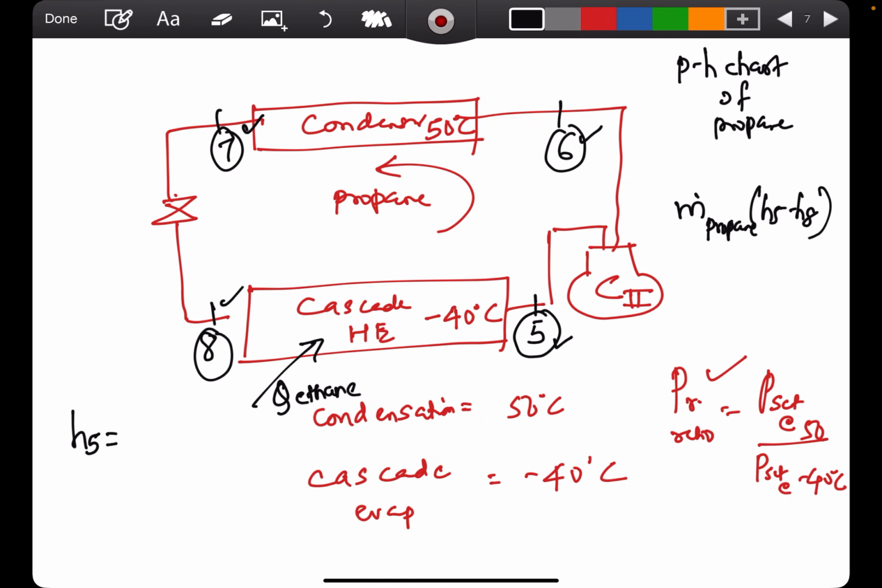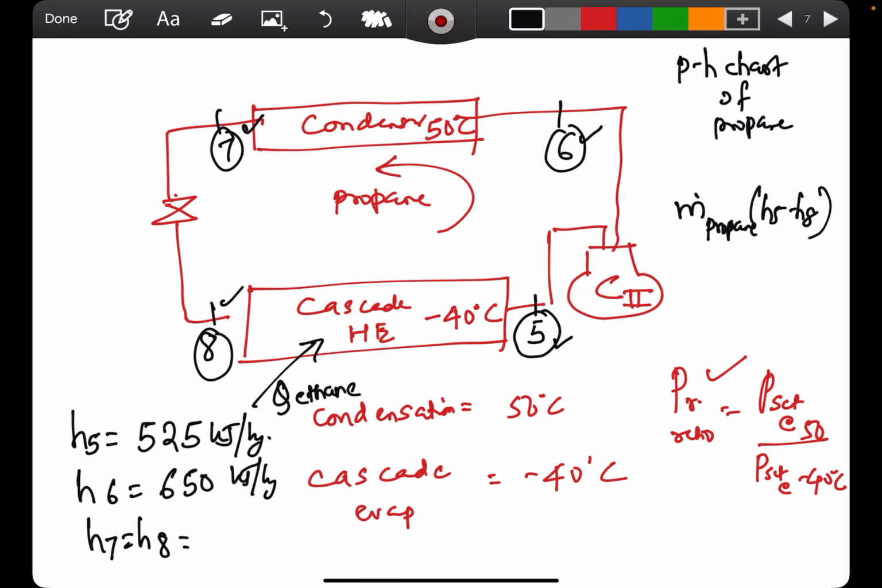H5 in my case comes around 525 kilojoule per kg. H6 from the pH chart comes to around 650 kilojoule per kg, and H7, which also happens to be H8, comes out to be around 320. Now how do I get that? This is simple. You just draw this pH chart and get these values as 5, 6, 7 and 8.